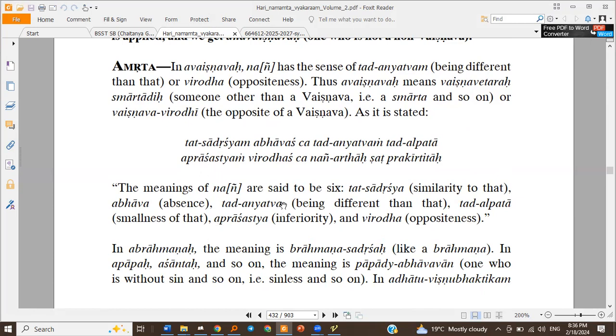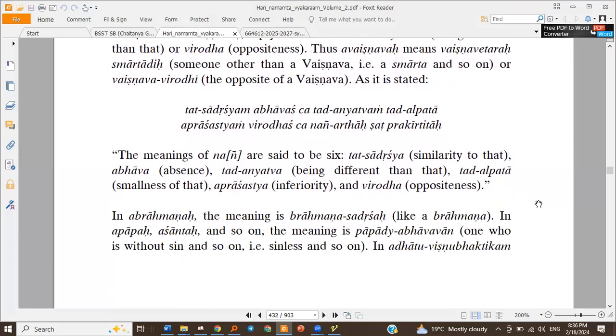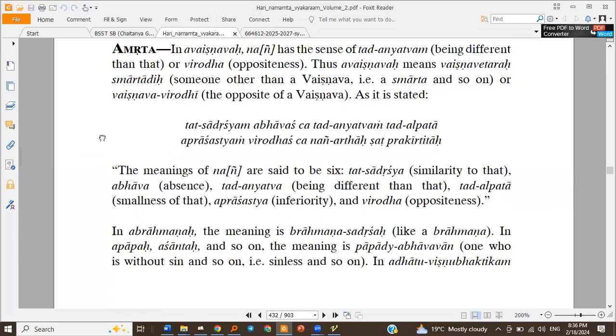The meanings of Nay are said to be six. Tat Sadrishya, similarity to that. Abhav, absence. Tad Anyatva, being different from that. Tad Alpata, smallness of that. Aprashastya, inferiority, and Virodha, oppositeness. So examples are given for each. This first one is very strange. Like all of the other ones, it's kind of negating it, but the first one is not negating it. Anyway, that's confusing.